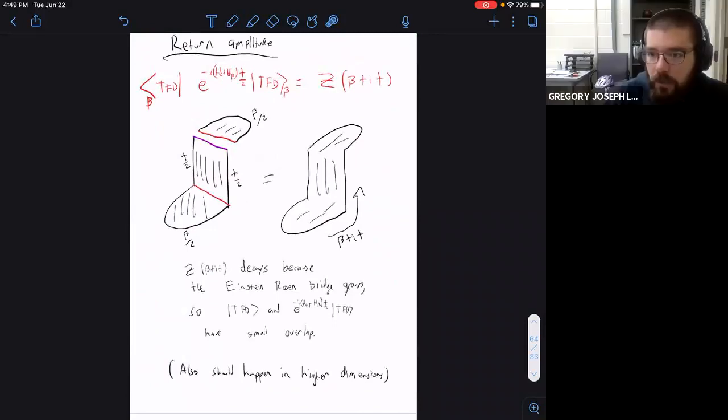I have a quick question. Does it matter that the Lorentzian and Euclidean time evolutions are interleaved? So you do half of one and then half the other? Yeah, unfortunately I don't have time to talk about it too much, but it doesn't.